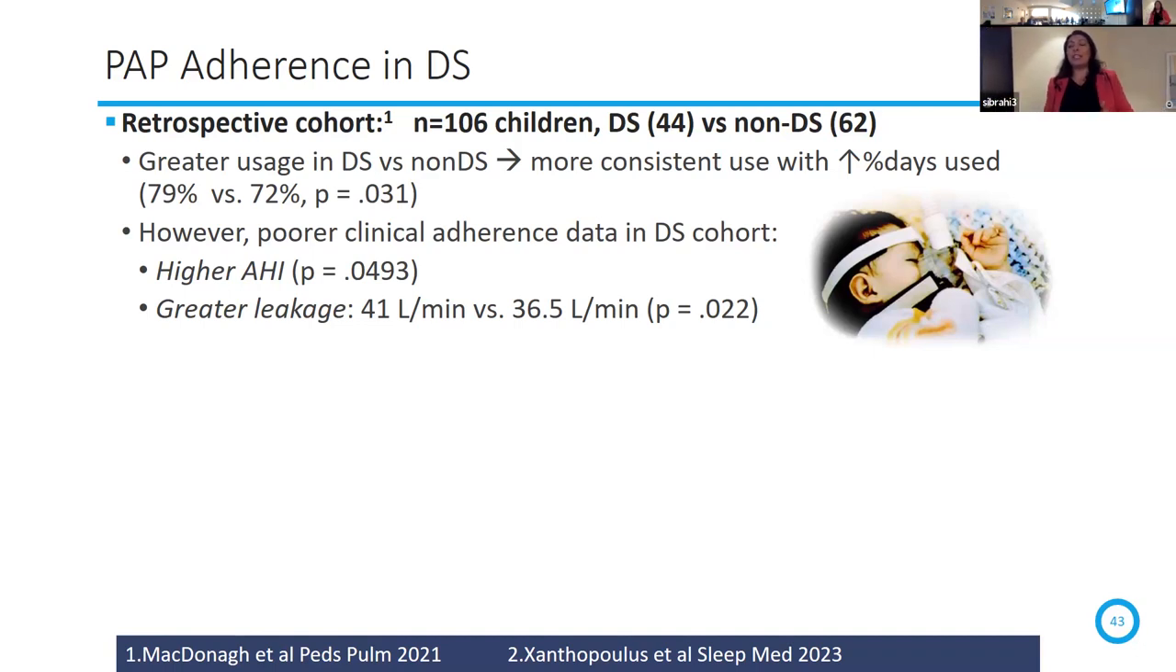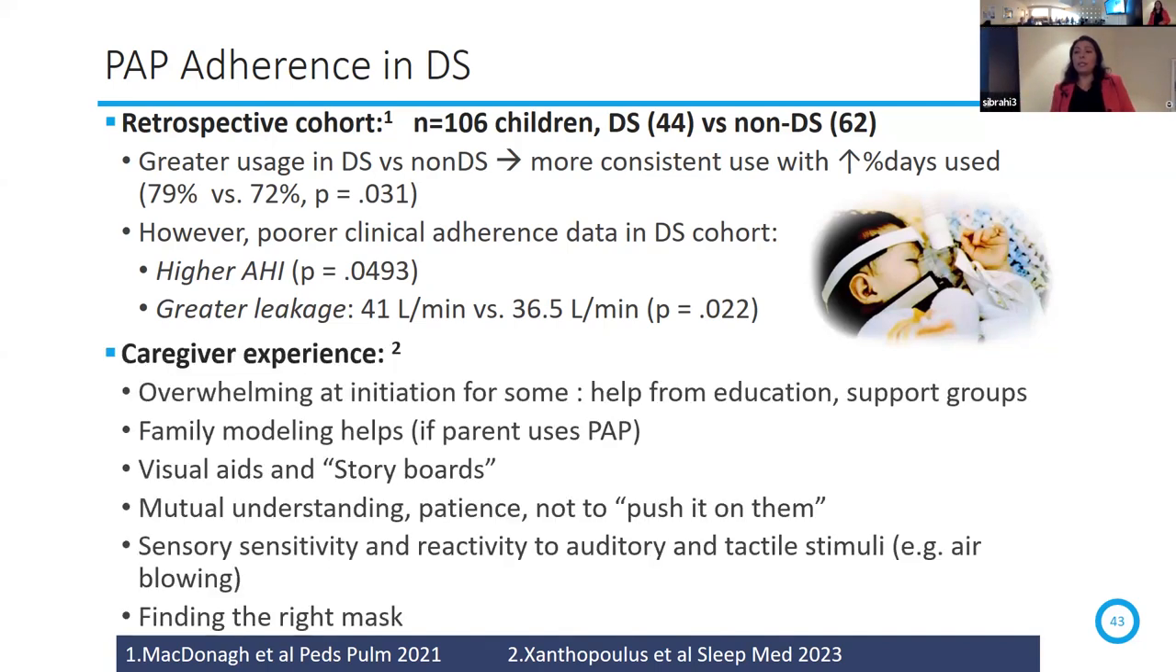And then there was another study actually in adults looking at the same thing. They were actually better users as well. The only issue is poor clinical adherence data. So if you get their download data, they're going to have residual AHI more commonly, and they're going to have greater leakage. And so there's going to be just a lot more hands-on from the caregiver to mitigate those things.